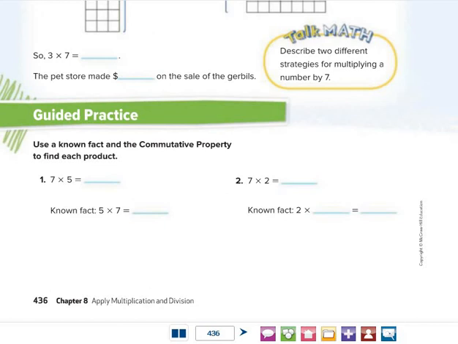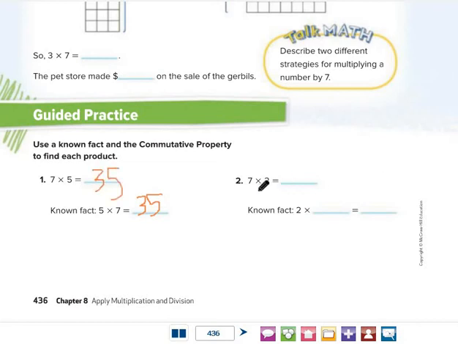Now, let's solve question number 1. Use a known fact and the commutative property to find each product. 7 times 5 equals what? The known fact using the commutative property is 5 times 7. Now you know all multiples of 5. So 5 times 7 equals 35. So 7 times 5 equals again 35.